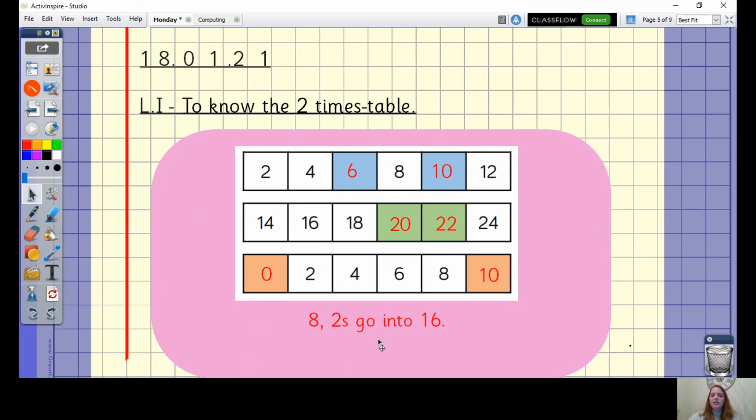So if I was to count in 2s up to 16, count with me, 2, 4, 6, 8, 10, 12, 14, 16. I have 8 fingers showing, that's 8 2s go into 16.